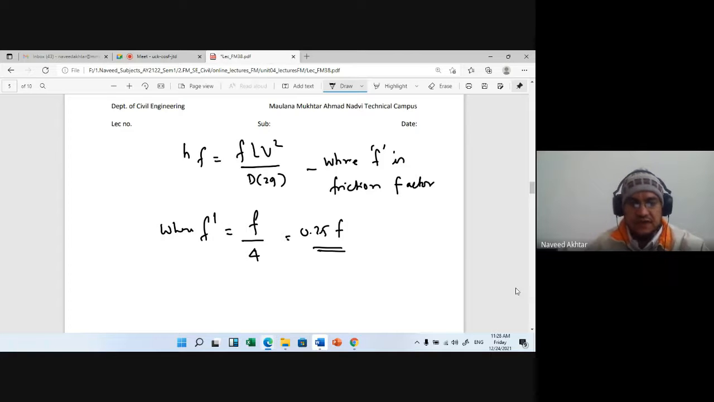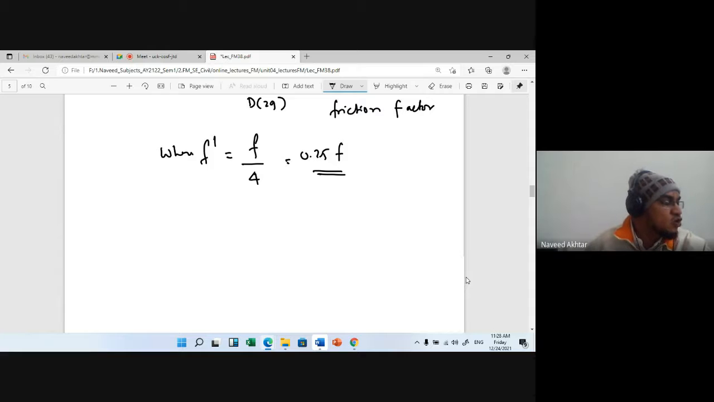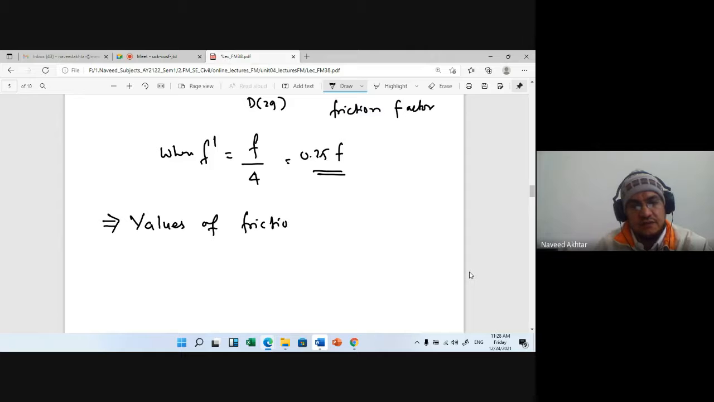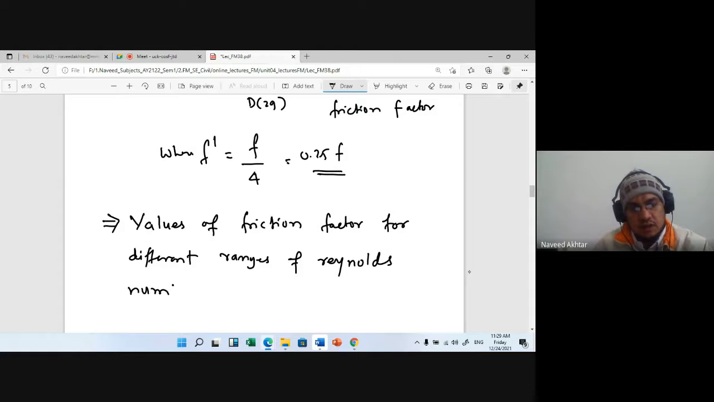This is the friction factor and friction coefficient. Now I will write down the values of friction factor for different ranges of Reynolds number. And Reynolds number is here denoted by capital R.